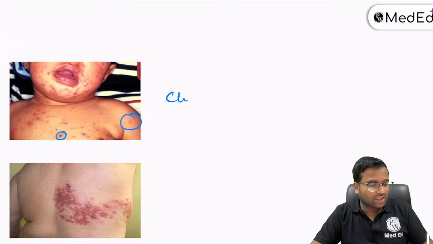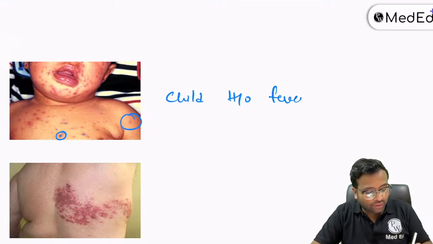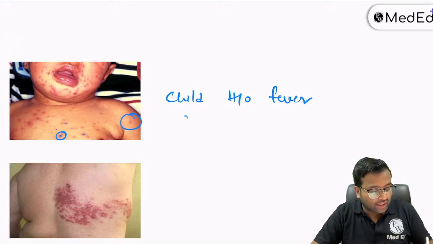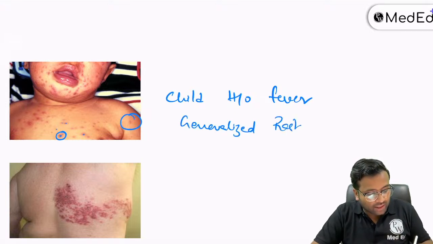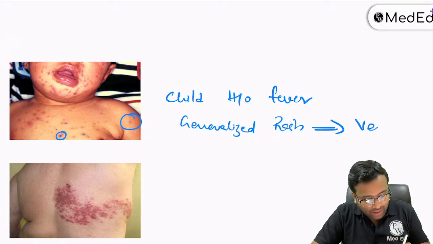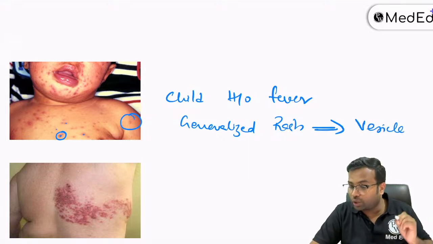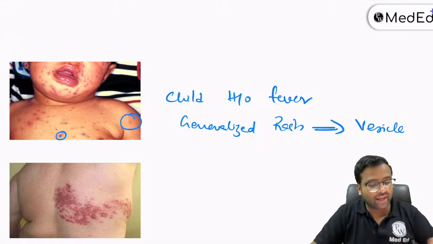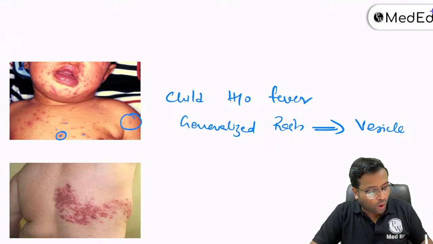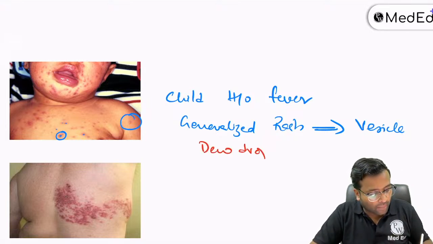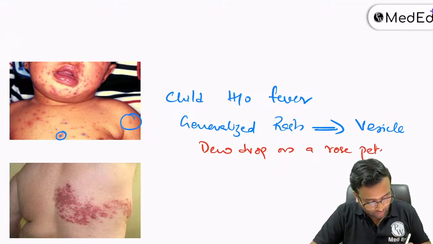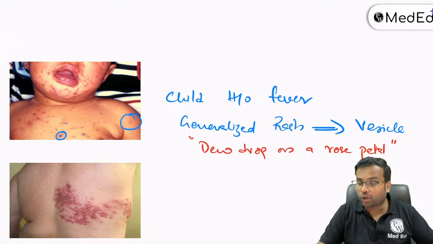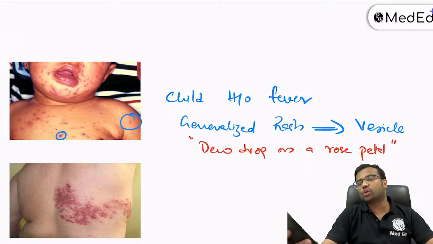This is a child who had a history of fever, and after the fever, there is a generalized rash, and then in this rash you can find there is a vesicle which looks very beautiful, with a dew drop on a rose petal appearance. Now, what is this going to be?